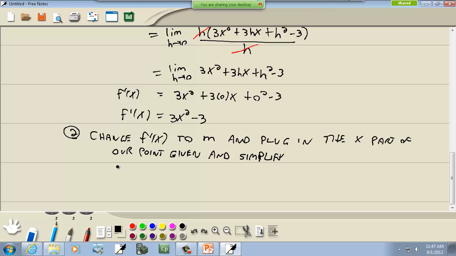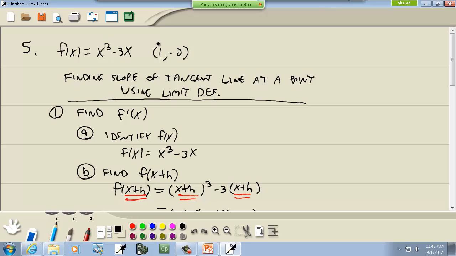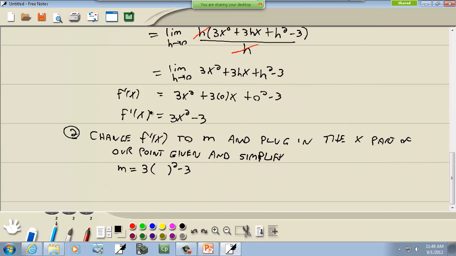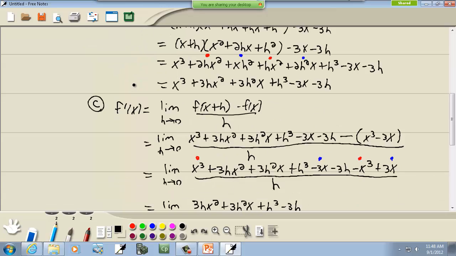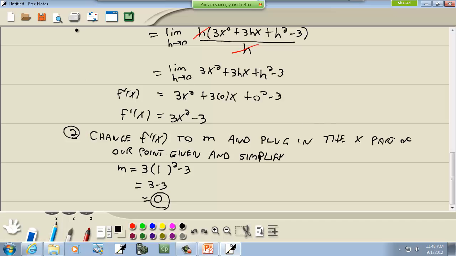Okay, so that's saying change f prime of x to m, and then that's going to remain as is, but we're going to look up at the top here. They gave us a point. Well, this right here is the x part of our point, so x is equal to 1. So we'll come back down to here, and we'll put 1 in for the x. So where this x was, we'll put in 1. Well, 1 squared is 1 times 3 is 3, so we've got 3 minus 3, or 0. So that would be our answer. That's, well, let me go over here. That's our slope of the tangent line to the graph of f at the given point. So let me save that.